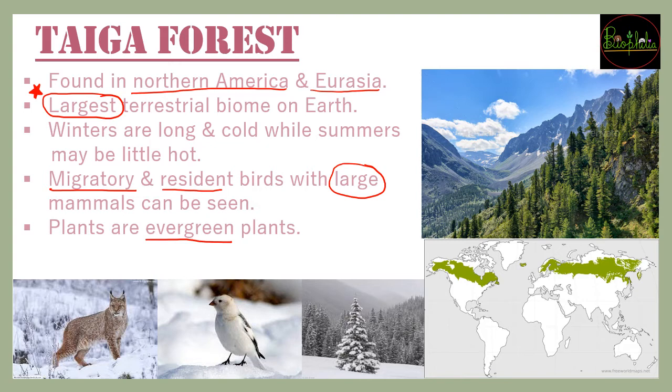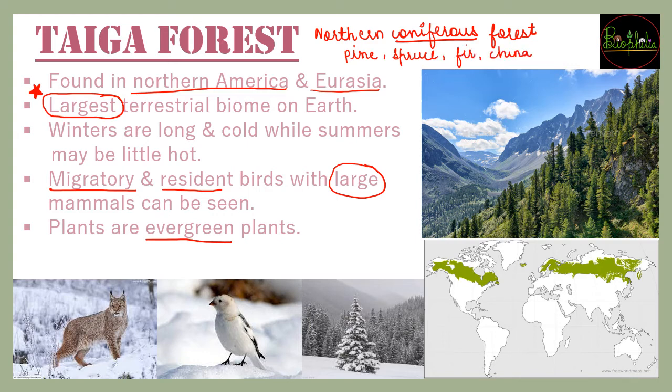So taiga forest जो होता है, you can also call it the northern conifer forest. The northern coniferous forest is going to be the other name for the taiga forest, because यहाँ पे जो vegetation होगा, it is going to have trees which are cone shaped. जैसे conifers का अगर आपको example पता है, then it may be pine. Pine is going to be one of the coniferous trees. Then you can have the example of spruce, you can have example of fir, then there is chinar, then deodar.